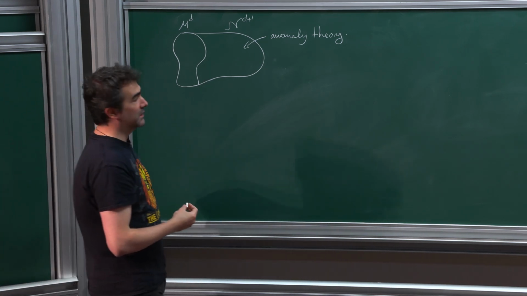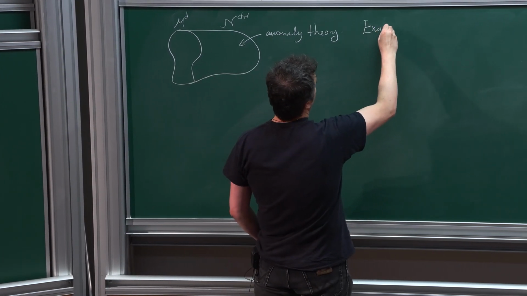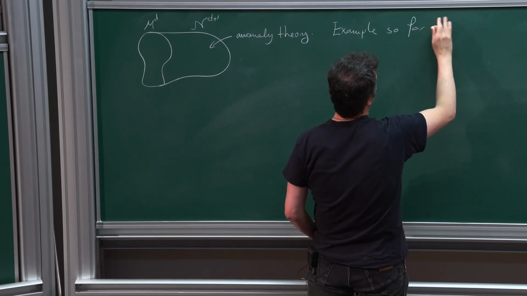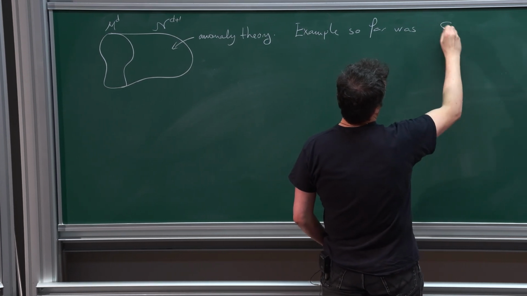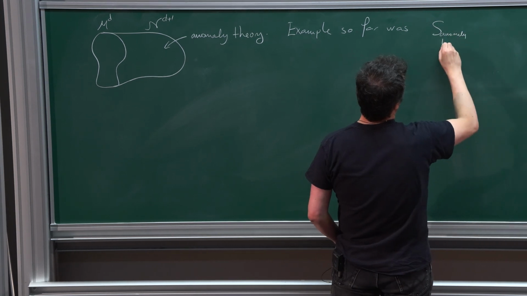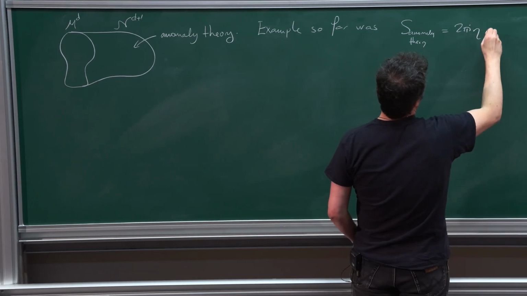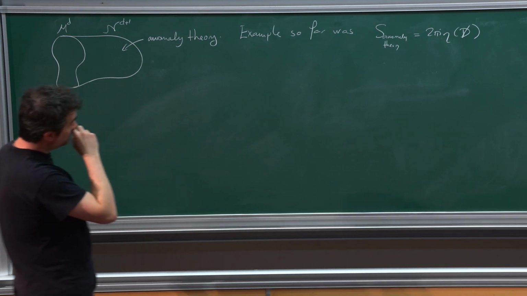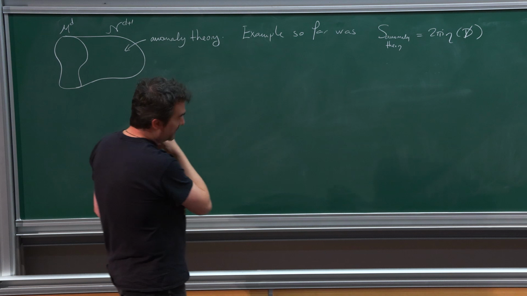And this doesn't have to be the eta invariant. So an example that we have studied so far was the anomaly theory, if you like the action for the anomaly theory, was 2 pi i times the eta invariant of the Dirac operator. This does not need to be the only thing that you can consider.